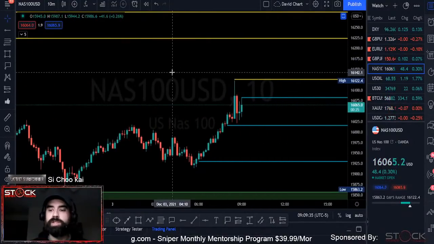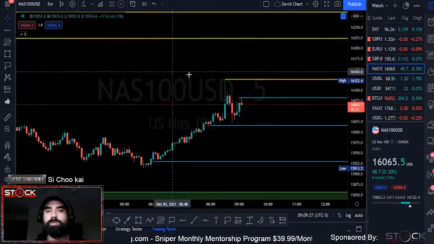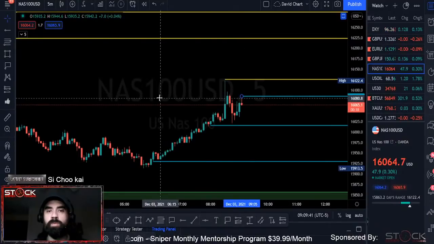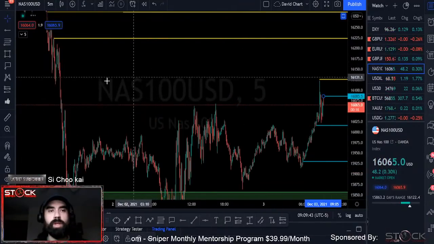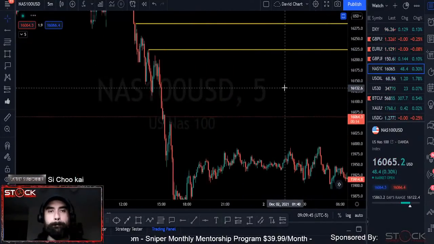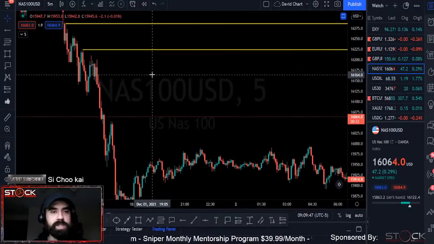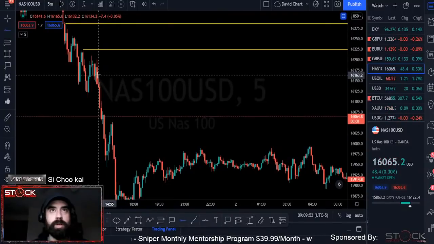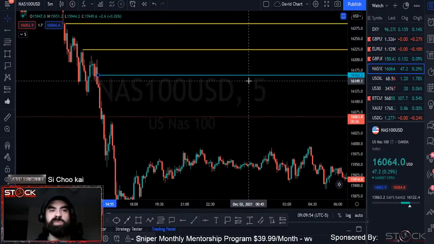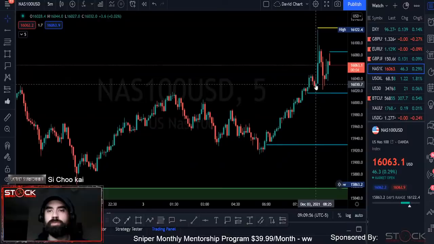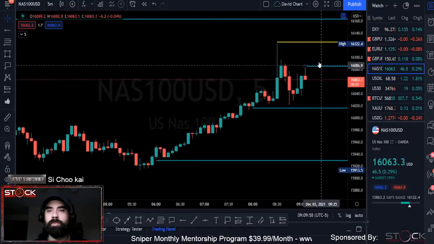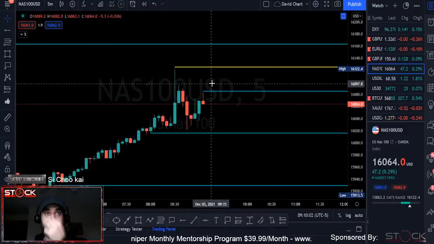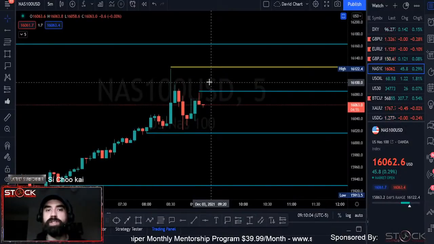Okay, 10 minutes. Let's check out the 5. Okay, that's the overall rejection on NAS, which led to the overall continuation right at this direction. All right, guys, so we did Nasdaq all the way from top down to the 5-minute. Okay, so let's watch and see what's going to happen now.